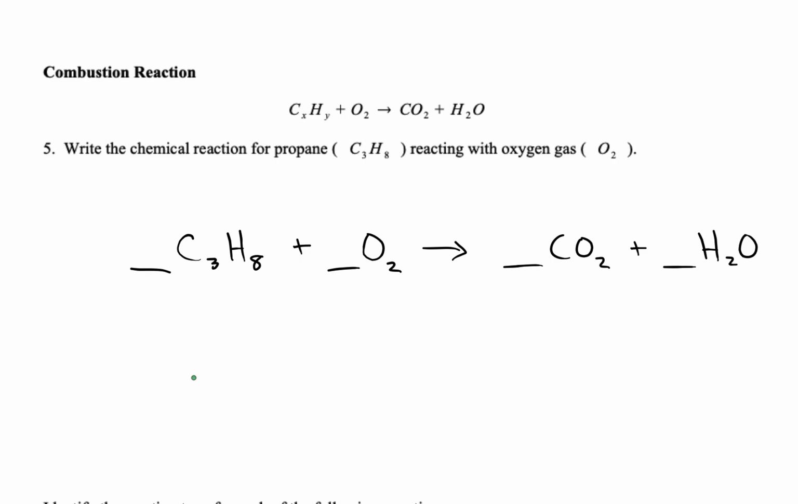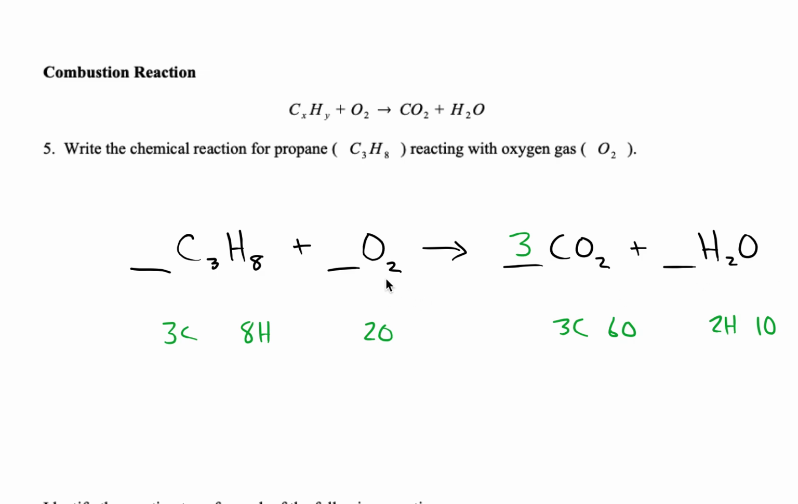So we got 3 carbons on the left, only 1 carbon on the right. There's no question that we're going to have to triple this product here. So that's going to give us 3 carbons and 6 oxygens now. But we also see that we have 2 hydrogens and another oxygen, making a total of 7 on the right. We've got 8 hydrogens here and 2 oxygens there.